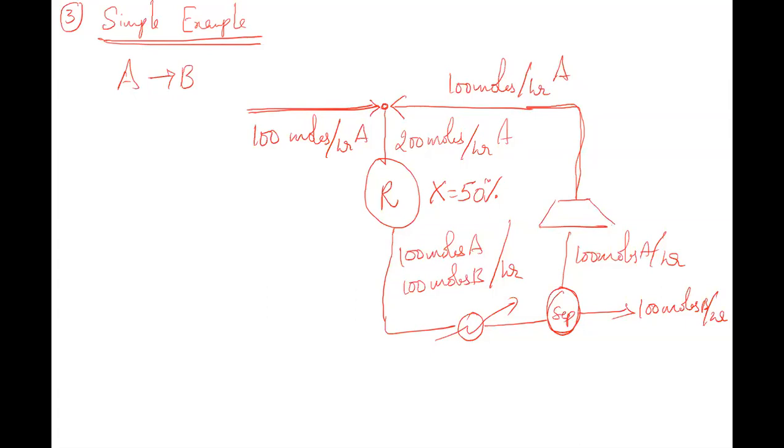You take the feed, and this is the feed, this is, let's say, the recycle. You take feed and recycle, and then they go into the reactor. After the reactor, you will have cooling and separating. This is the entire simple scheme of a reactor.